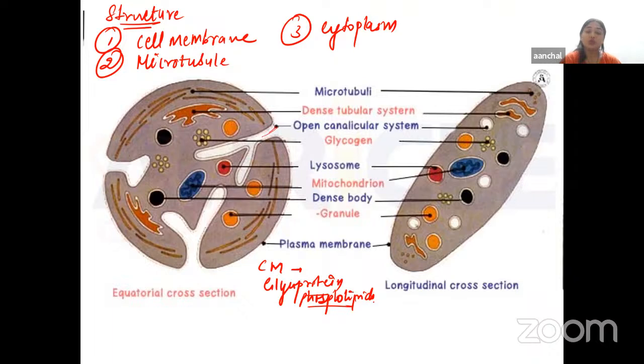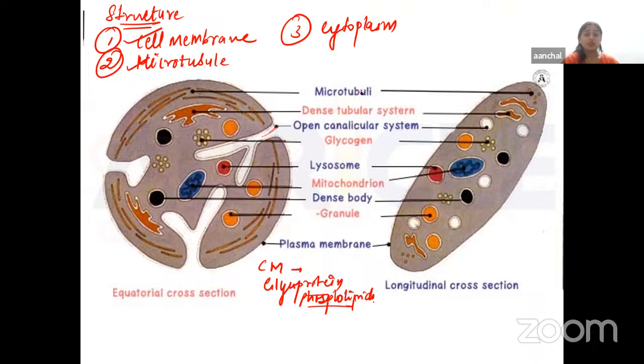Now, you should all remember that these phospholipids are very, very important for accelerating the clotting reaction, and also they form the precursor for thromboxane A2 and prostaglandin-related substances, right? So this is all about the cell membrane. Next, we have microtubule.